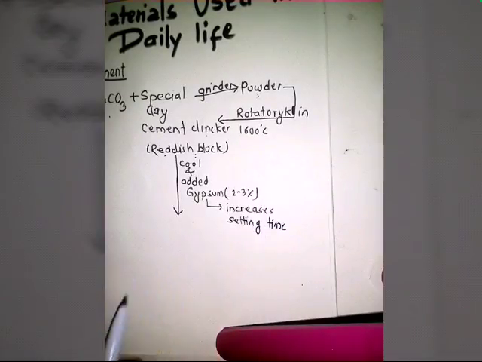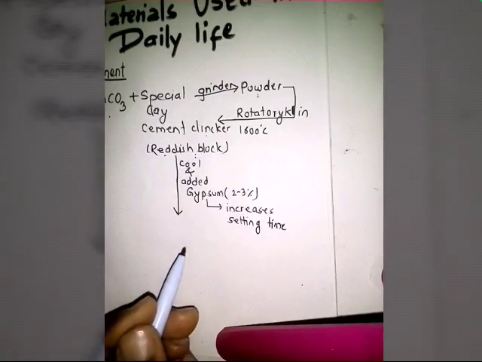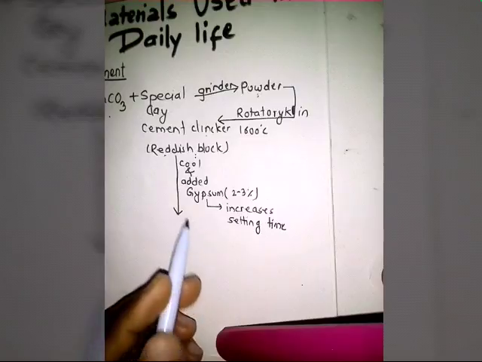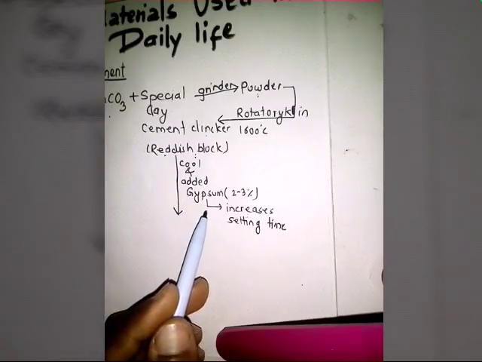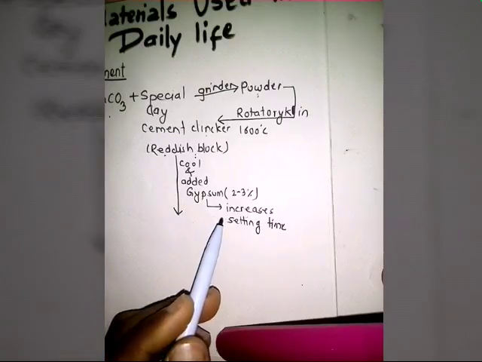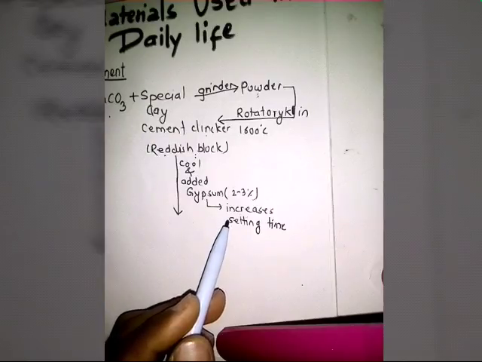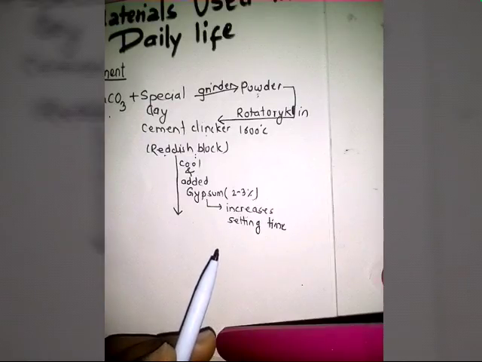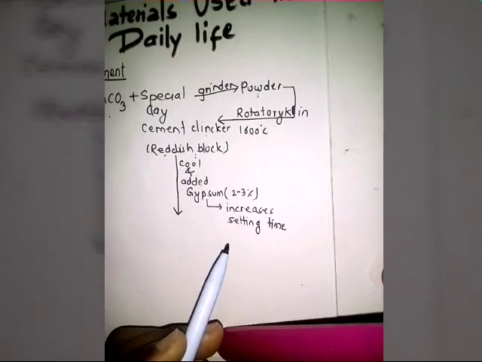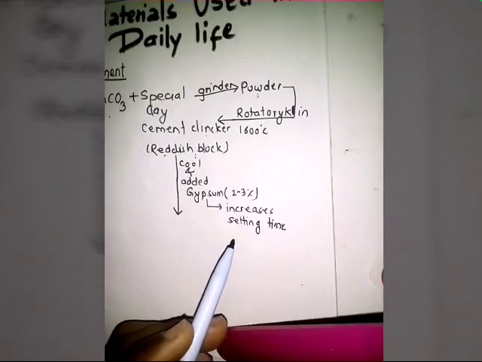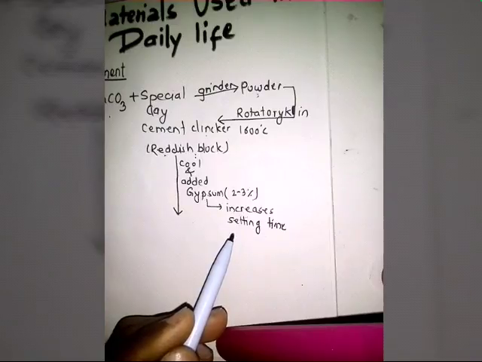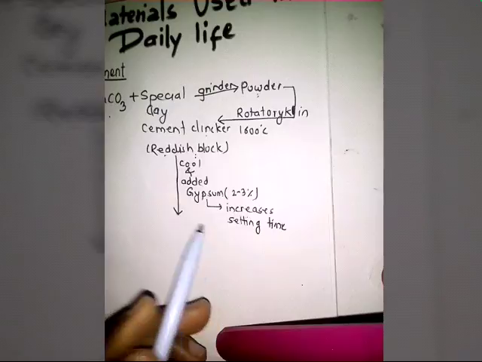Now what do you mean by increases setting time of cement? Setting means, you know that when you mix cement and leave it, the cement becomes set, it becomes hard. So if you add gypsum, the time the cement takes to set, to harden, increases. Otherwise it will be problematic to work with cement. You expose cement to air and water and it just gets solid, so it will be a problem. If it takes a certain time, you can work with the cement and you can do the things.